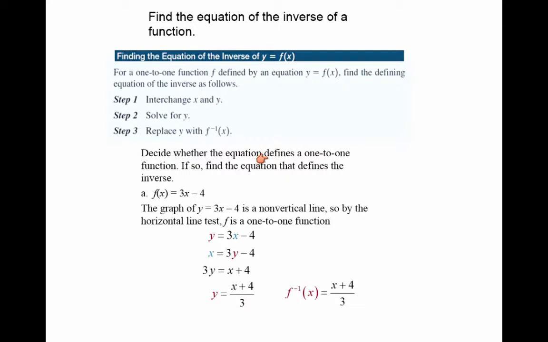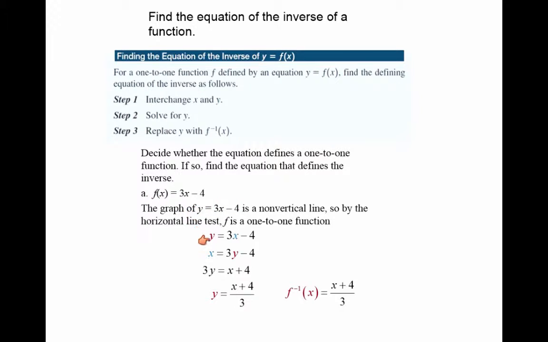Decide whether the equation defines a one-to-one function. If so, find the equation that defines the inverse. Here we have f of x equal to 3x minus 4. Step number 1, I'm going to write this as y is equal to 3x minus 4. That's what f of x is.